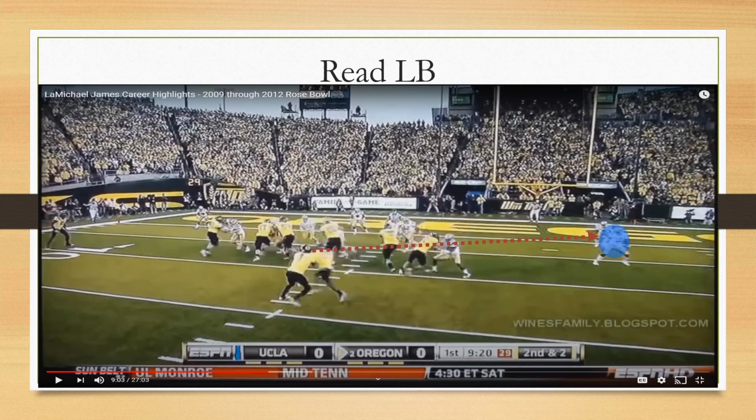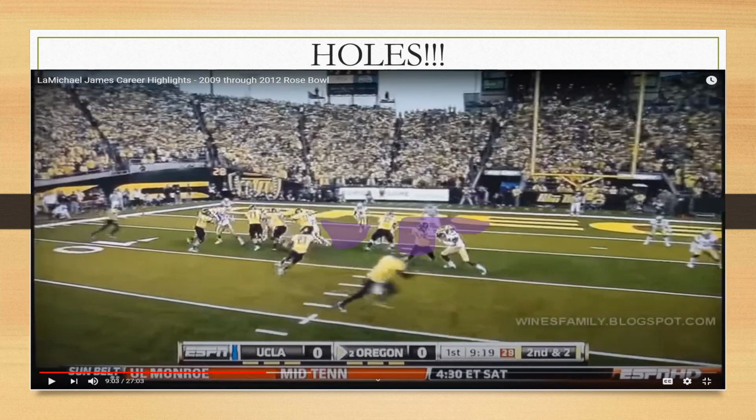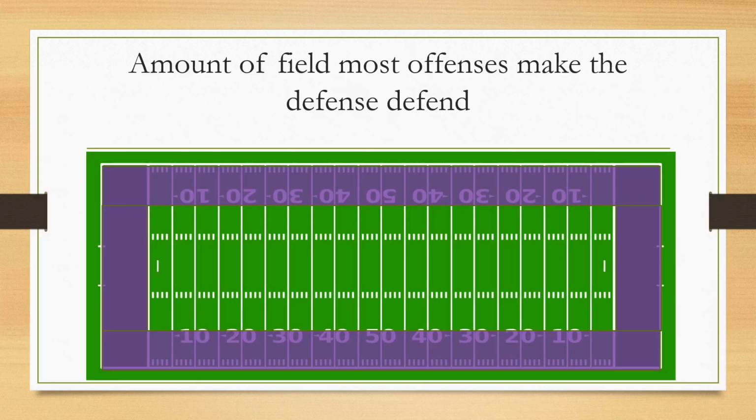So we snap the ball, reading the outside linebacker, he stays. This means that the quarterback hands the ball off to the running back. And if we look at these holes that are created in the A and negative A gaps. This is unbelievable. This is touchdown written all over.